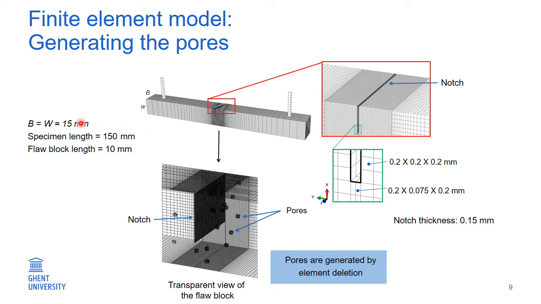Regarding the model dimensions, B and W equal to 15 mm were adopted, with a specimen length of 150 mm and a floor block length of 10 mm. The floor block contains elements of two different sizes: two layers of elements of 0.2 by 0.075 by 0.2 mm and cubic elements of 0.2 mm. The notch is generated by deleting elements from these two middle layers. As a result, a notch of 0.15 mm thickness is generated.